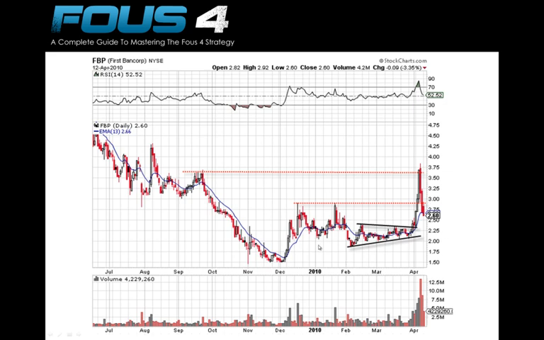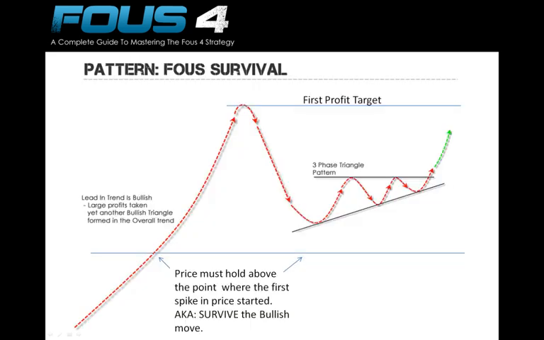Here's another revival pattern here. This lead-in trend is very bearish. This had this first spike up in price. This could have been a revival pattern here, but as you can see, this failed and then broke back down, and then it formed another wedge right here, which formed another three-phase breakout formation. And as soon as it broke out right here, we got this spike in volume, which led to a huge move from about 240 or so up to 375 in just about 3 or 4 days.